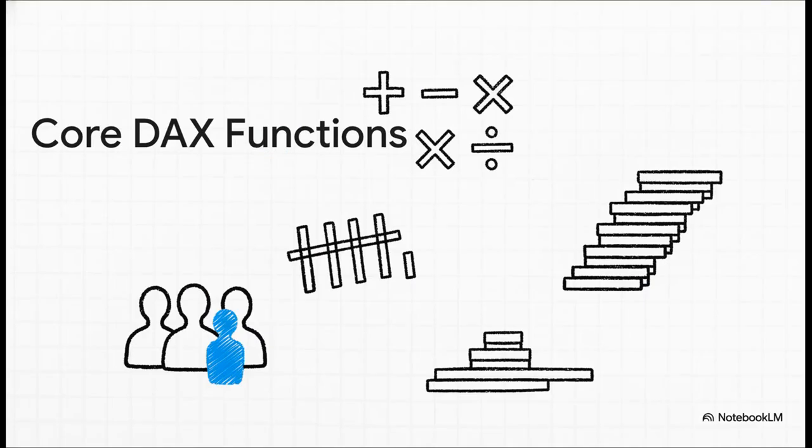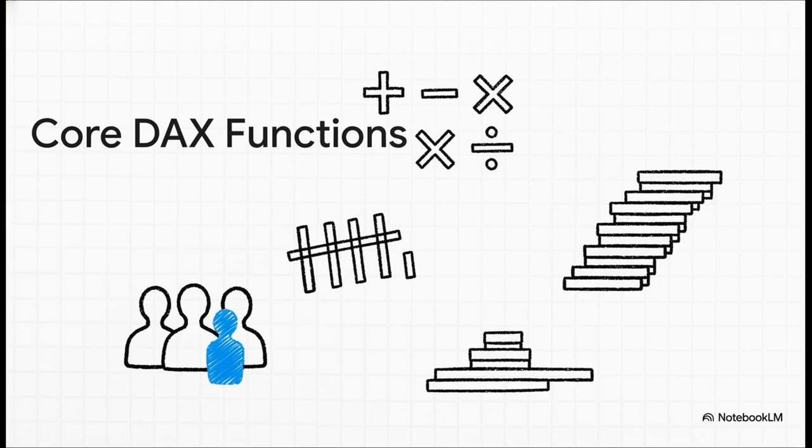DAX, which stands for Data Analysis Expressions, is quite literally the electrical wiring of Power BI. It's the formula language that responds dynamically every single time a user clicks a slicer or interacts with a chart. You've got your core DAX functions, which give you immediate power over your model with surprisingly simple syntax. You have sum and average for your basic math and count to tally up numerical cells.